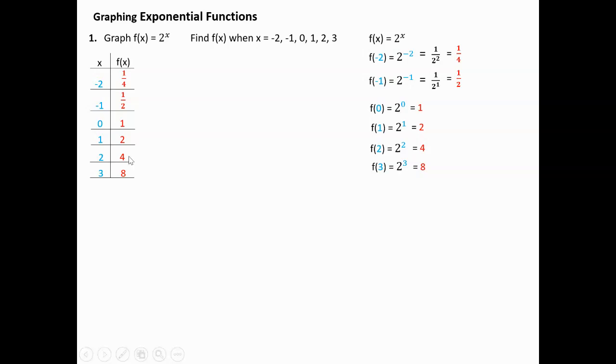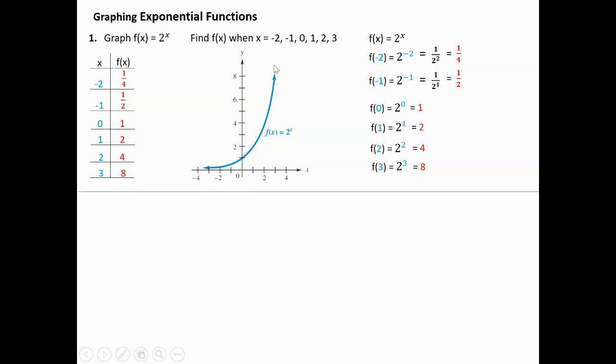Okay, guys. So now we're going to graph our function. For example, when x is -2, my y value is going to be positive 1/4. So it's right here where the arrow is. And when x is -1, it's going to be 1/2, right there where the arrow is. And if we plot all these points, this is the graph that it's going to make. It's called an exponential graph.